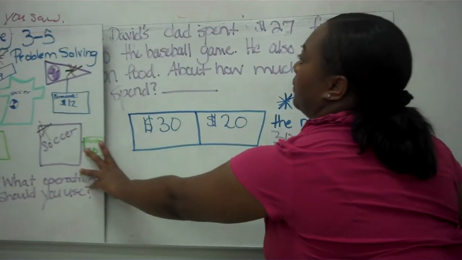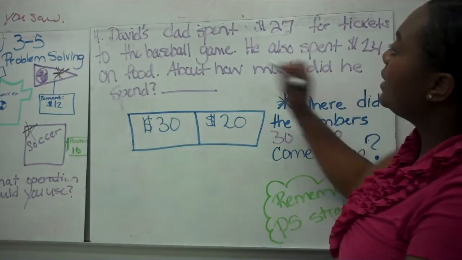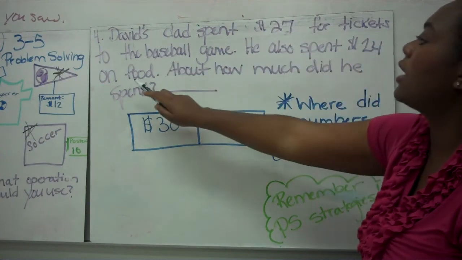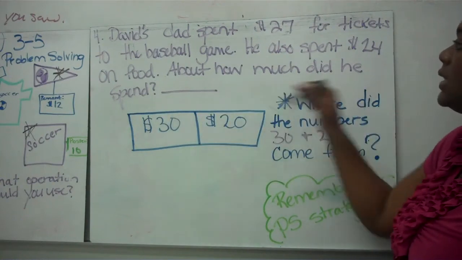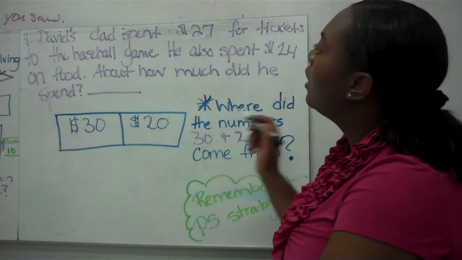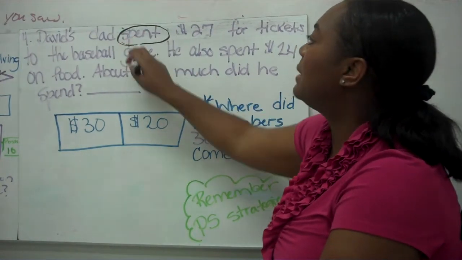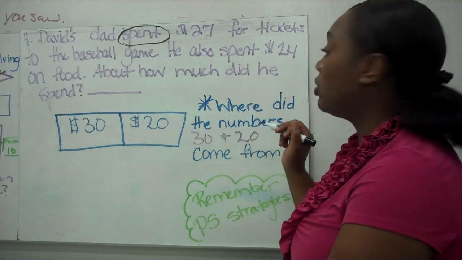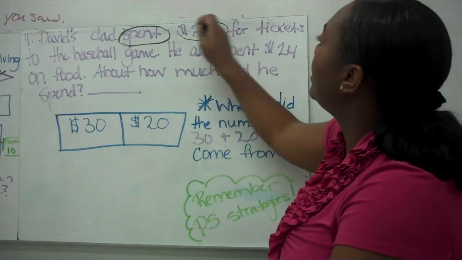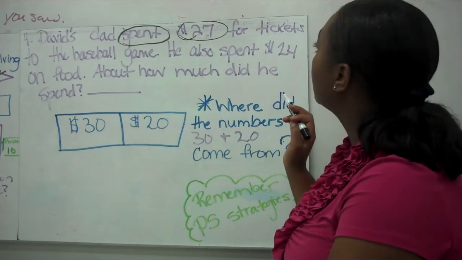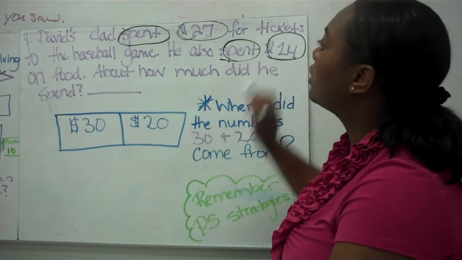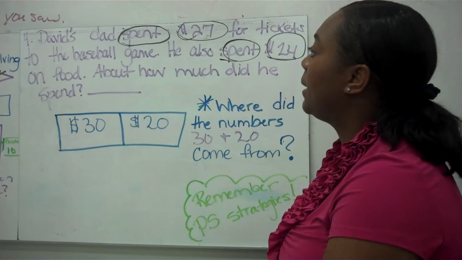Let's look at another one. Let's look at number 4. It says, David's dad spent $27 for tickets to the baseball game. He also spent $24 on food. About how much did he spend? Now let's look at our strategies. Let's circle keywords. We know spent is a keyword. When you spend something, that means you're going to have less money than what you started with, so that gives me the impression I need to subtract. He spent $27. All of our number words are always keywords. For tickets to the baseball game. He also spent $24 on food. About how much did he spend?